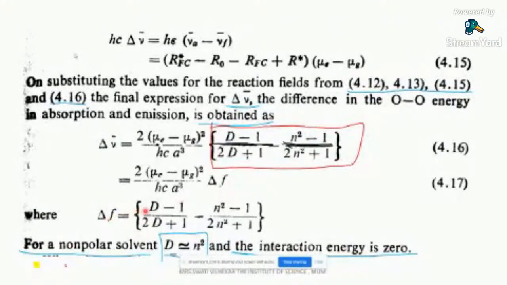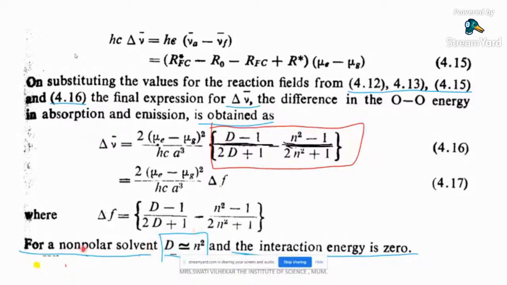Here del f is equal to this value, and the remaining value for del nu bar, in simplified form, will be this one: twice mu e minus mu g, the dipole moments in the excited state and ground state, bracket squared, over hc. h is the Planck's constant, c is the velocity of light, a is the distance through which the fluorophore molecule is surrounded with the solvent, and del f will be this constant factor.